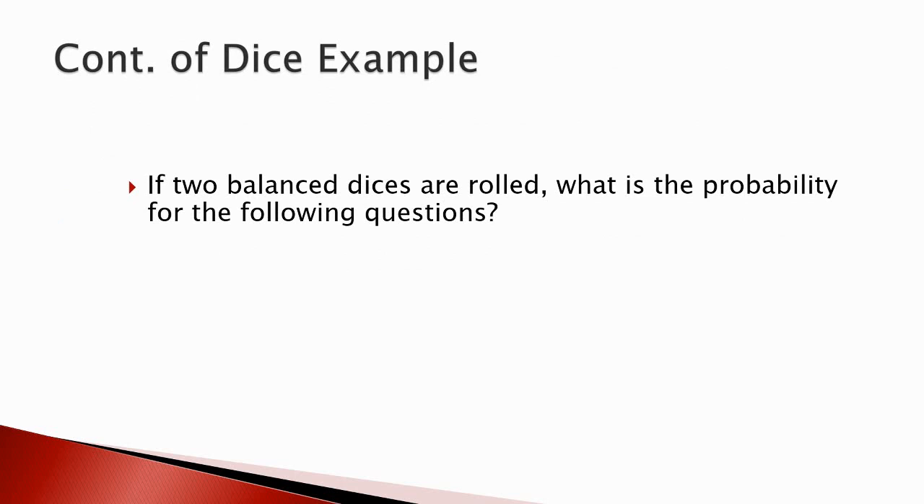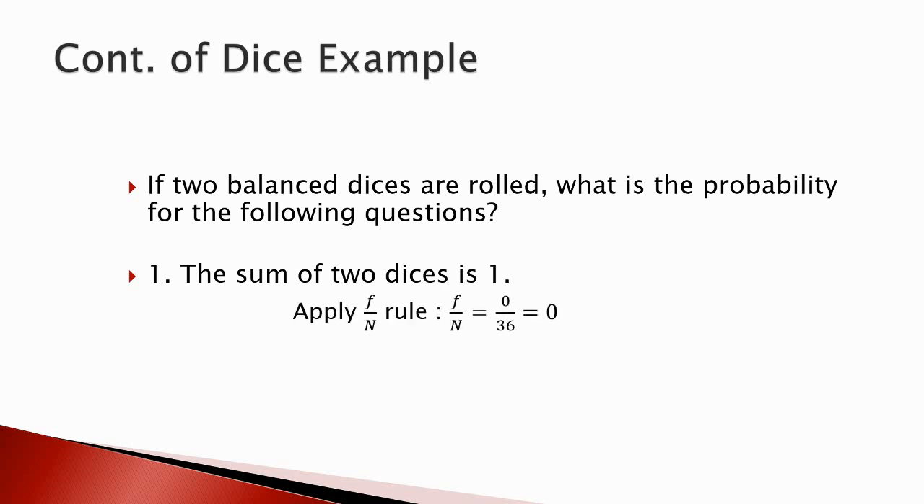If two balanced dice are rolled, what's the probability for the following? 1. The sum of two dice is 1. As we know, the minimum number we can get on each die is 1, so the sum of two dice is at least 2. Therefore, in this case, f will be equal to 0, and the probability will also equal 0 since f is 0. This is what we call an impossible event.